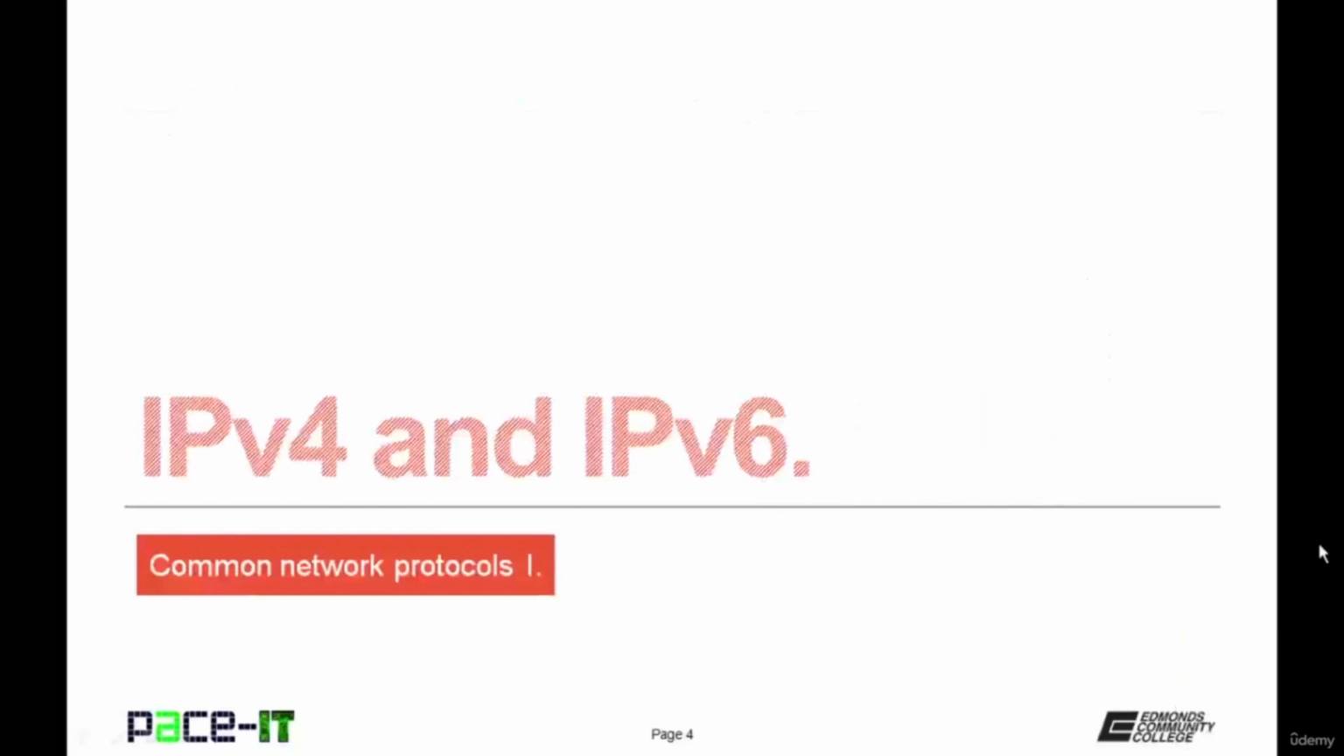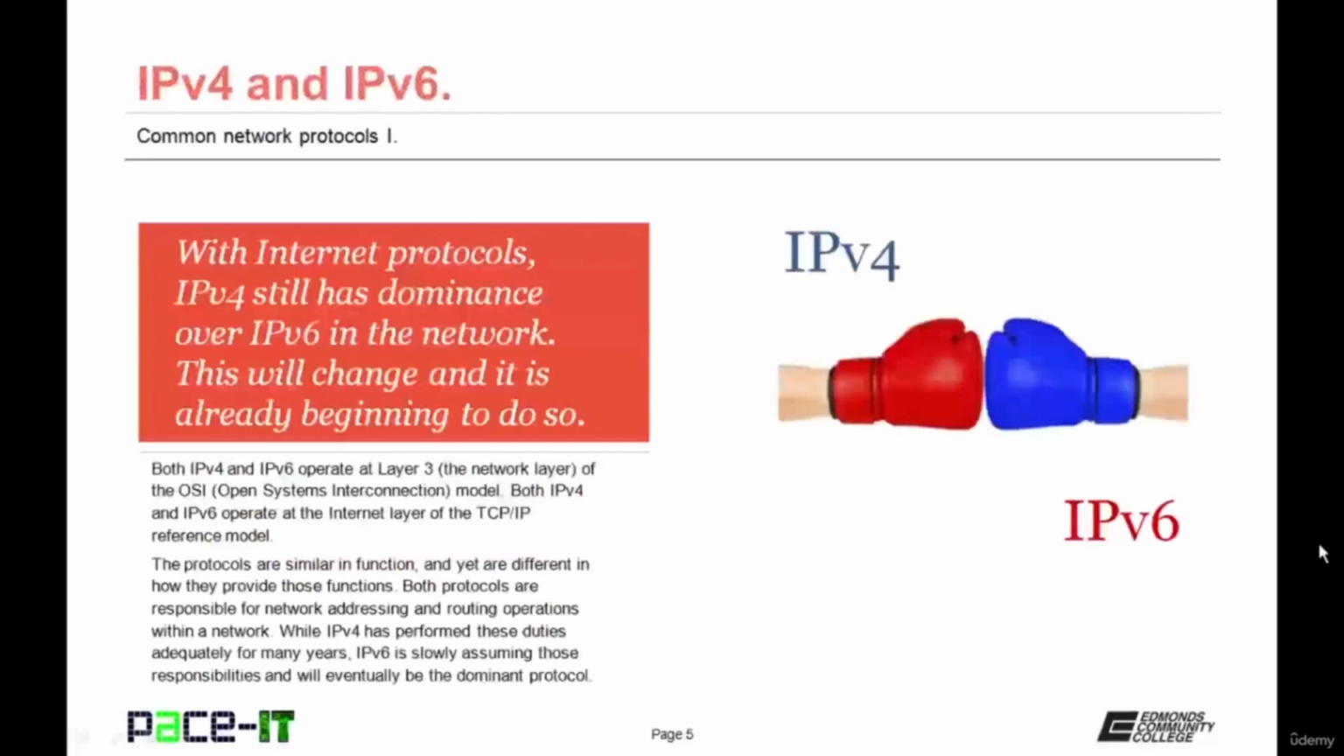Of course, I'm going to begin by talking about IPv4 and IPv6. With Internet protocols, IPv4 still has dominance over IPv6 in the network. This will change, and it is already beginning to do so. Both IPv4 and IPv6 operate at layer 3, the network layer, of the OSI model. Both IPv4 and IPv6 operate at the Internet layer of the TCP/IP reference model.